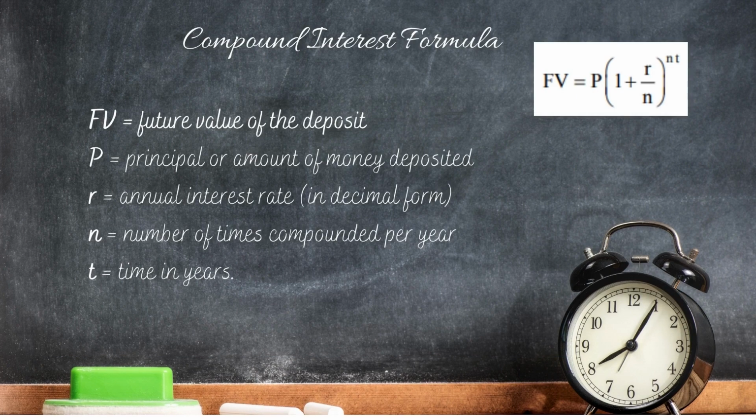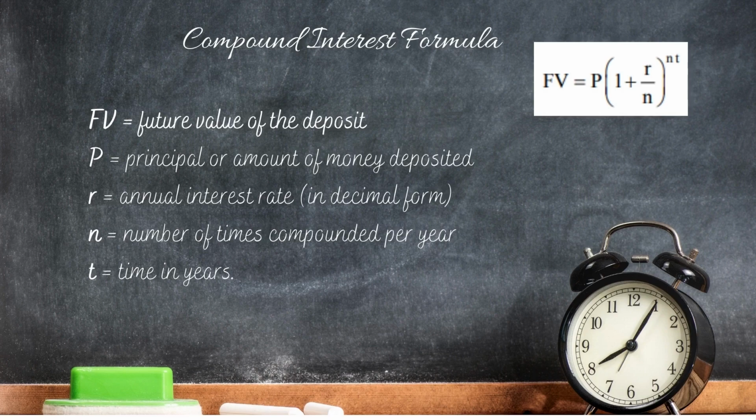The mathematical formula for calculating compound interest depends on several factors. These factors include the amount of money deposited, called the principal, the annual interest rate in decimal form, the number of times the money is compounded per year, and the number of years the money is left in the bank. These factors lead to the formula FV equals P times (1 plus R over N) raised to the power of NT, or the future value of the deposit.